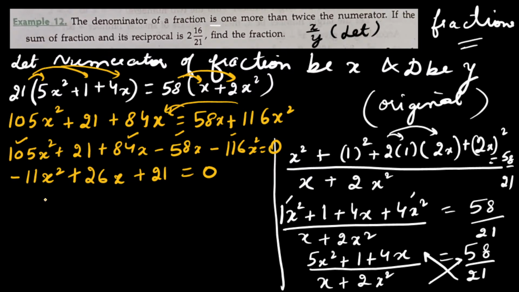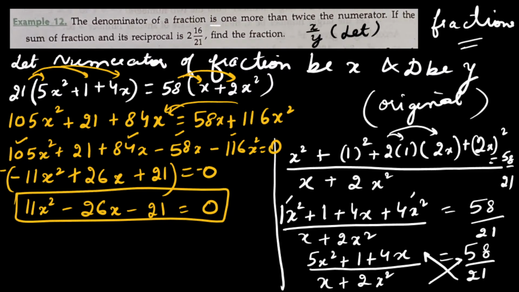Now let's change, because x square term, let's make it positive. So multiply both sides by minus. If we multiply 0 with anything, no problem. So minus outside the bracket, we can change the sign. So 11x square will become positive, minus 26x and minus 21. Why did the signs get changed? Because of the minus multiplication, because I wanted to make the x square term positive. So 11x square minus 26x minus 21 is equal to 0 is the required equation.